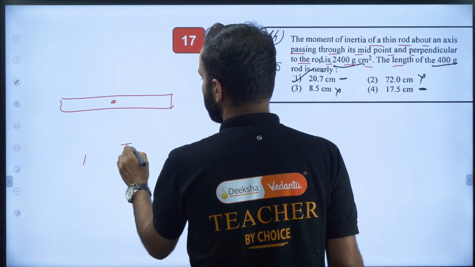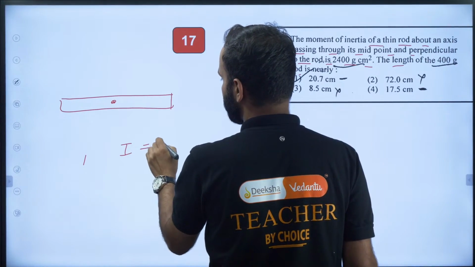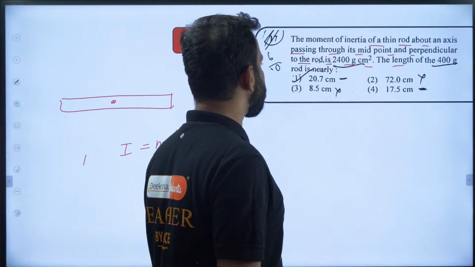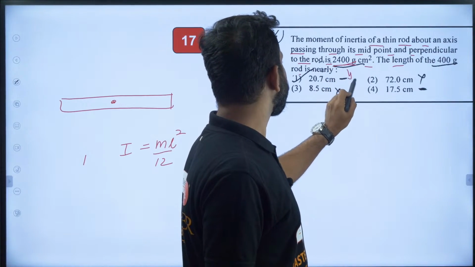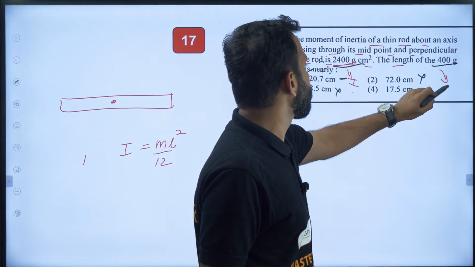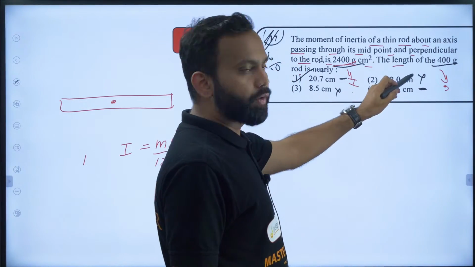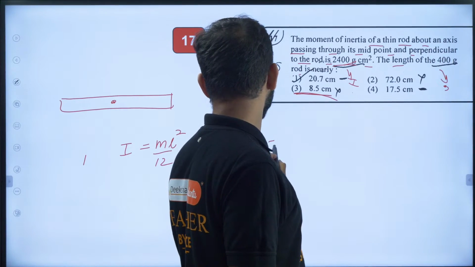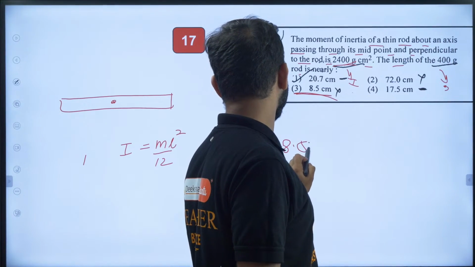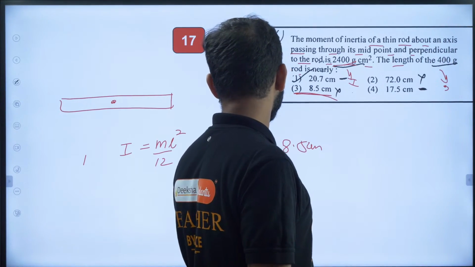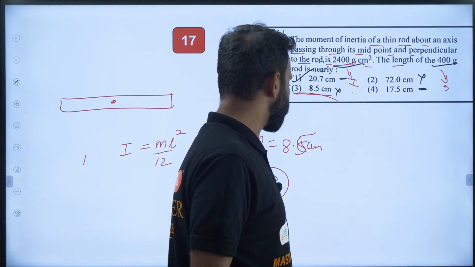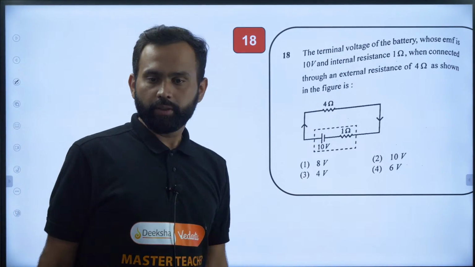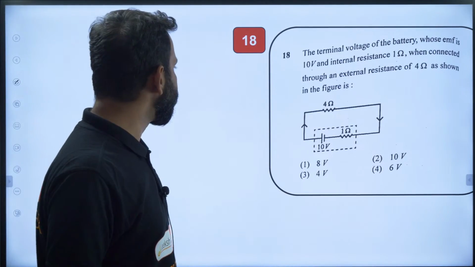So the moment of inertia of the rod about this axis is equal to m L square divided by 12. They have given the value of I and m, you need to find the value of L. Substitute the values, you will get L equal to 8.5 centimeter. So the correct option is 3, 8.5. Next one, question number 18.